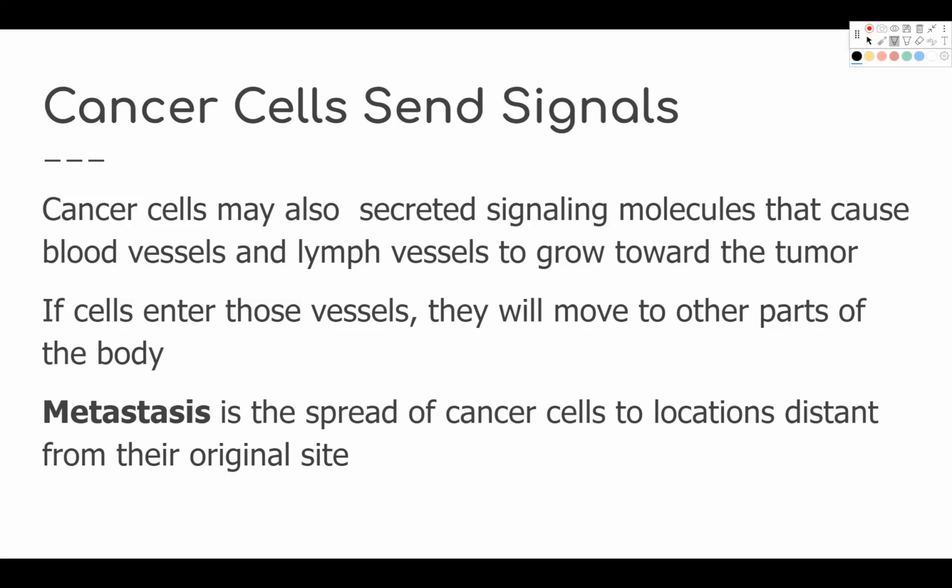If cells break off and enter those vessels, they can move to other parts of the body and set up shop. And that process is called metastasis. It is where cancer cells move to a site that is different from their original growth site and set up a second or third or fourth or fifth kind of zone.